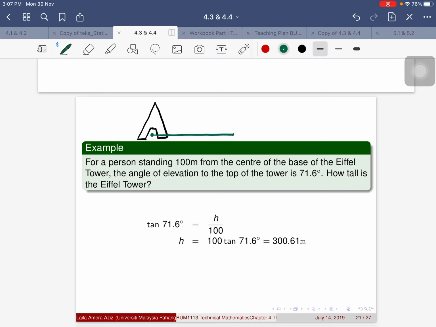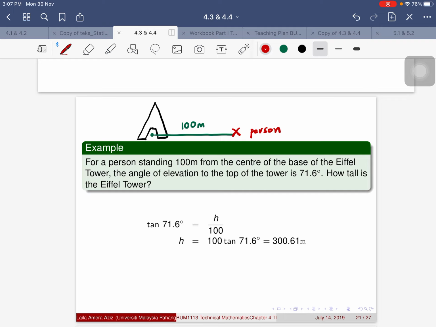The person is standing 100 meters away. So the distance between this person and the base of the Eiffel Tower is going to be 100 meters. Let's say this is the person. I'm going to put the person as being an X. So this is the person.